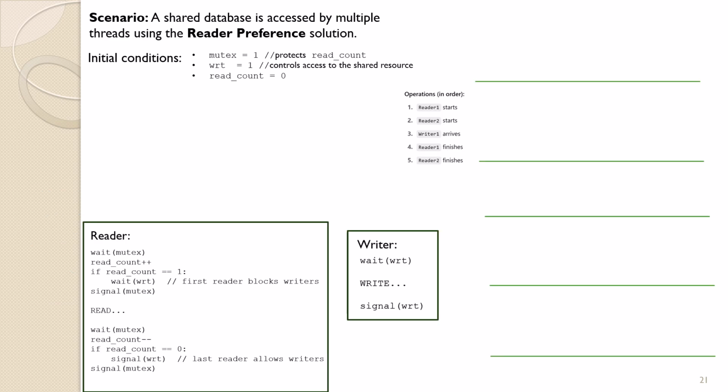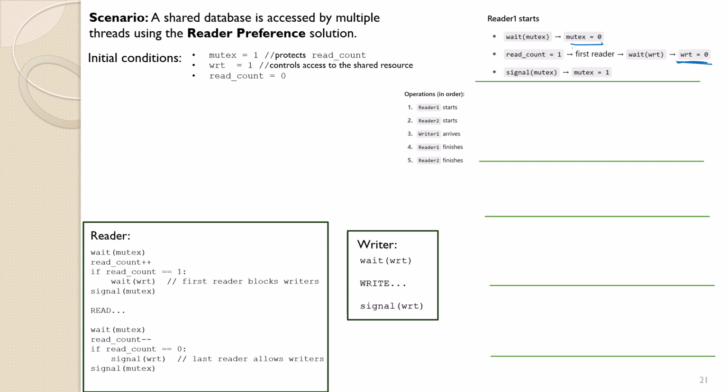So here is the scenario. Just to remind you, this is what the reader looks like and the writer looks like. The first thing, reader 1 starts, changes the mutex from 1 to 0. That means that it's the only one that can get in there. It's also going to change WRT to 0 to block out any writers.